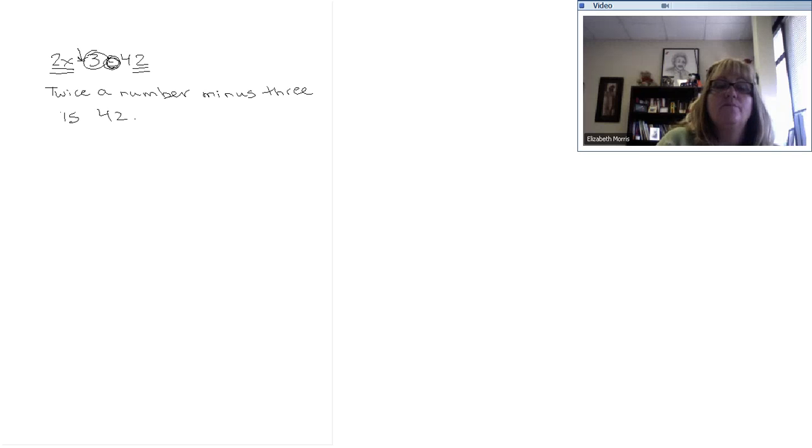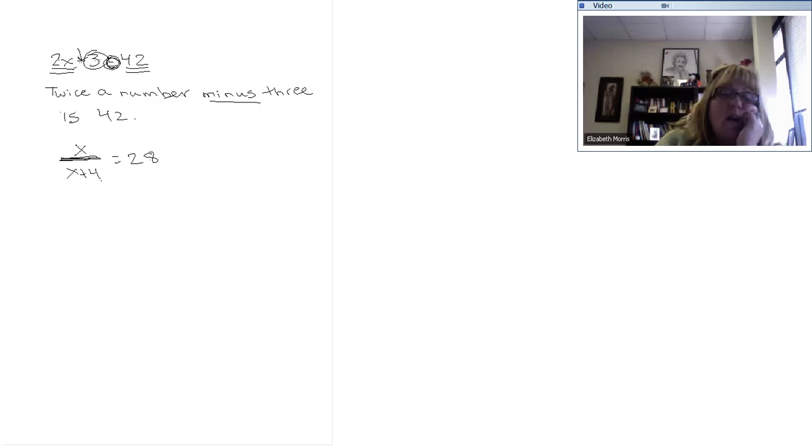I could say 2 times a number. I could say 3 less than 2 times a number is 42. All kinds of different ways. I could say twice a number decreased by 3 instead of just minus. All right, what if I had this? x over x plus 4 equals 28. Think about this. The quotient of a number and that number increased by 4 is 28. The quotient between a number and that number increased by 4 is 28.